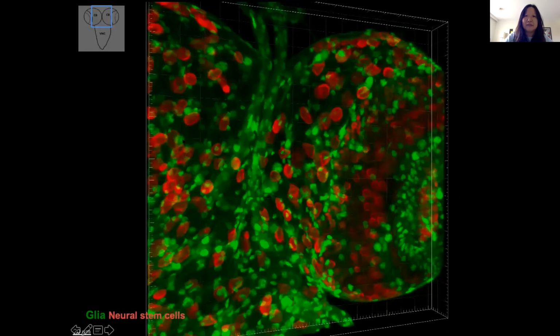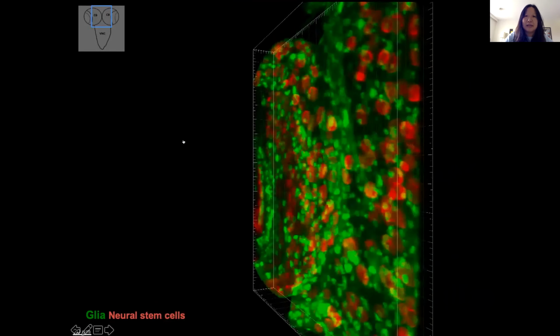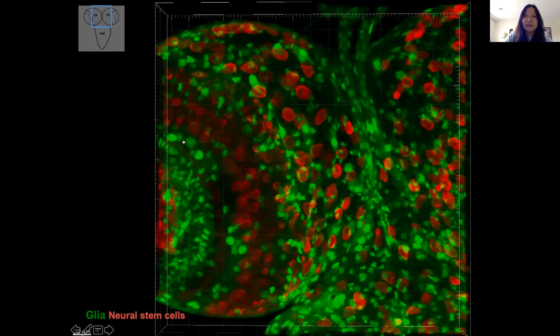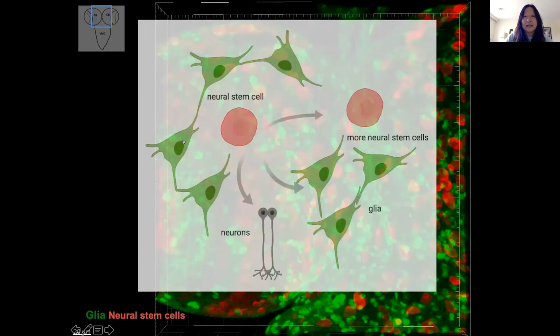As you can see from this movie, the stem cells are labeled in red and the glia cells are labeled in green. These two cell types intimately communicate with each other. In fact, the glia cells form chambers that surround the neurostem cells. It has been shown, in work from my previous lab as well as Andrea Brand's lab about 10 years ago, that the stem cell niche secretes signals that can affect the behavior of neural stem cells.